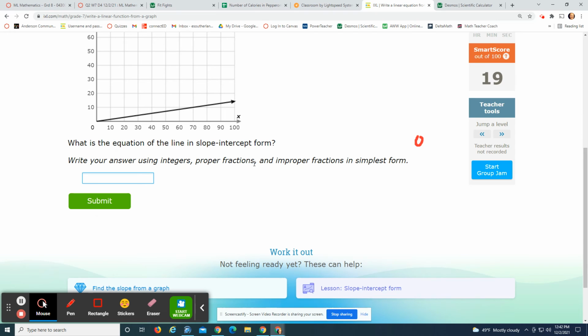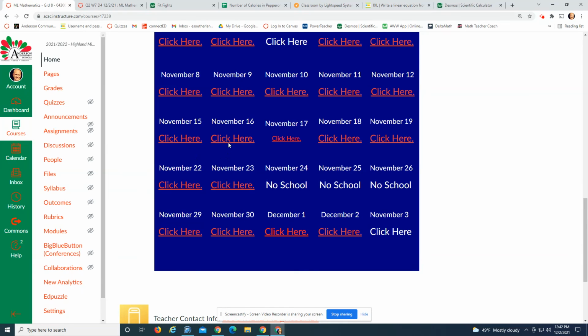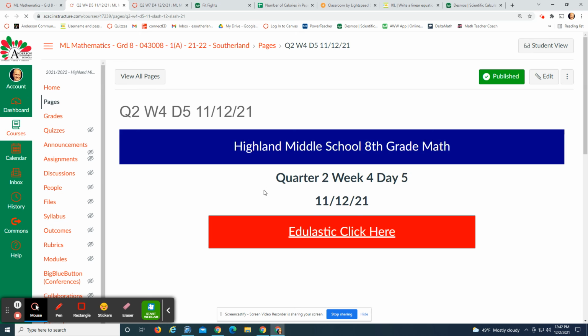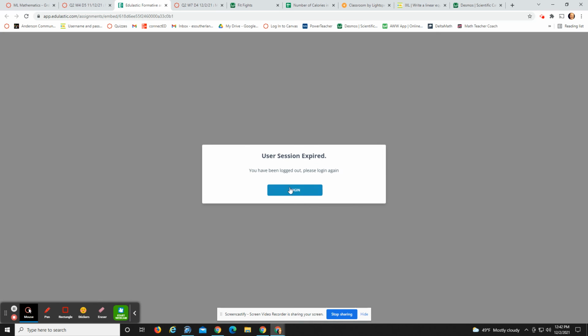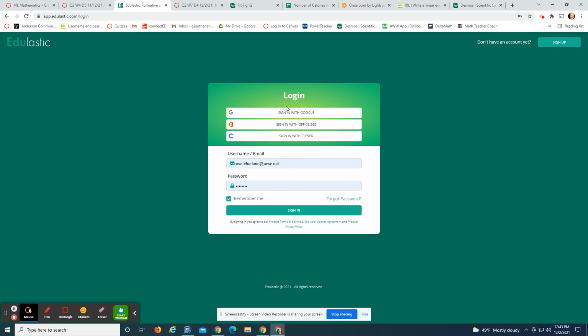Now, when you finish this, you're going to do the Edge Elastic. You go back to Canvas. You're going to click on November 12th. And then you're going to click on the Edge Elastic assignment here. And then you're going to go through and answer the questions the best that you can. And so make sure you're logged in. You should be able to click sign in with Google. Once you've signed in, it should take you directly to the assignment.